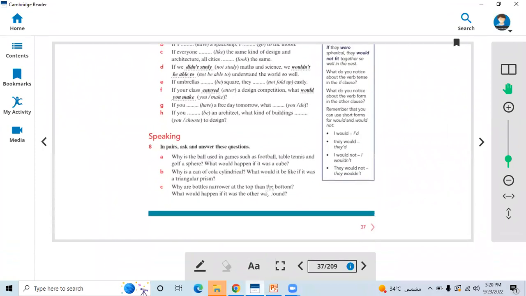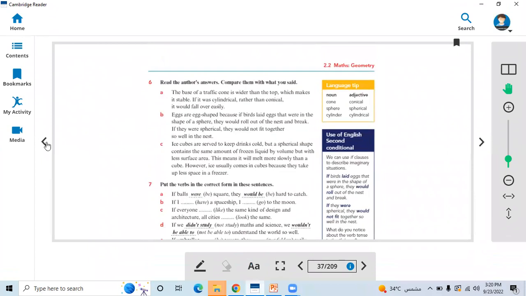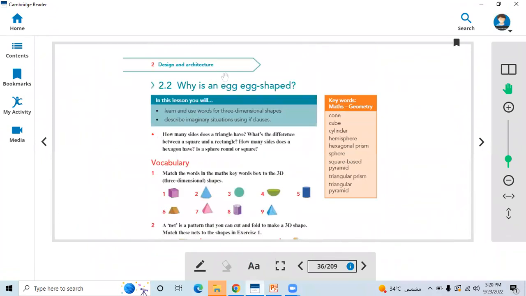The last one is about speaking. Then peers ask and answer these questions. This is what we did at the end of our class, right? During the class. All right, so this is the summary of lesson number 2: why is an egg shaped?